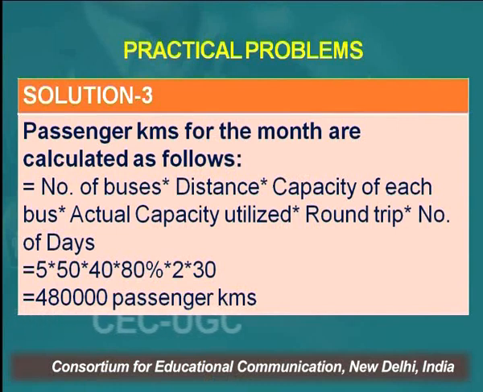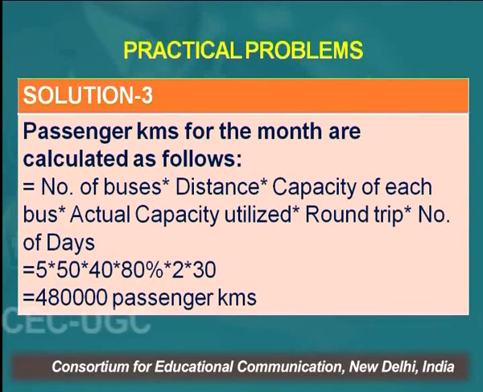What we have to calculate is the cost of one passenger traveling 1 kilometer. We call it cost per passenger kilometer. Now let's see how you calculate it. Passenger kilometers for the month are calculated as follows. First of all we calculate how many passenger kilometers the fleet of 5 buses has travelled.